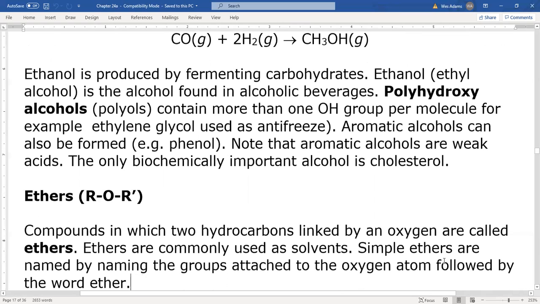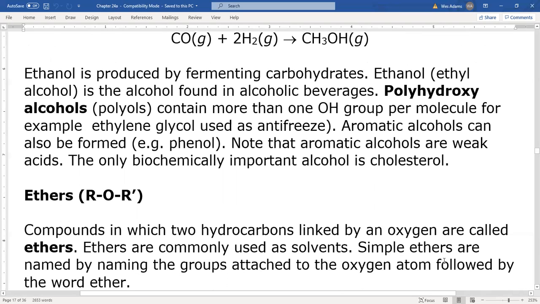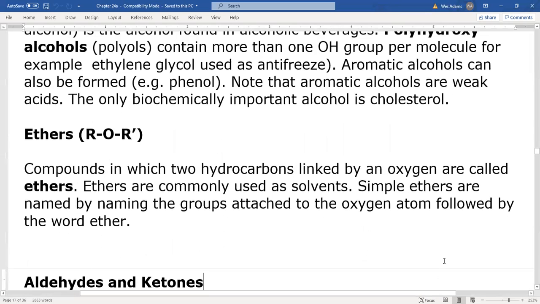Ethers: hydrocarbon groups connected by an oxygen. They're commonly used as organic solvents. Simple ethers are just named by naming the groups attached to the oxygen.